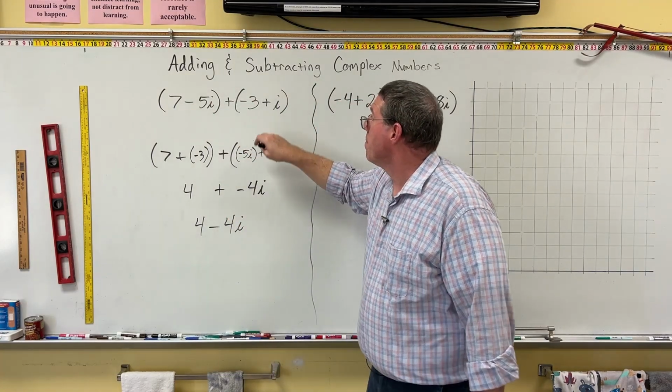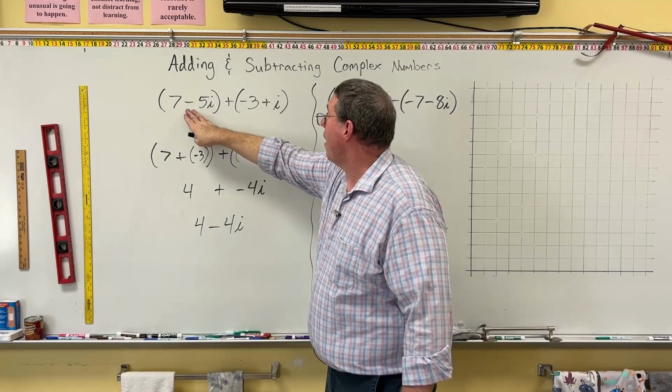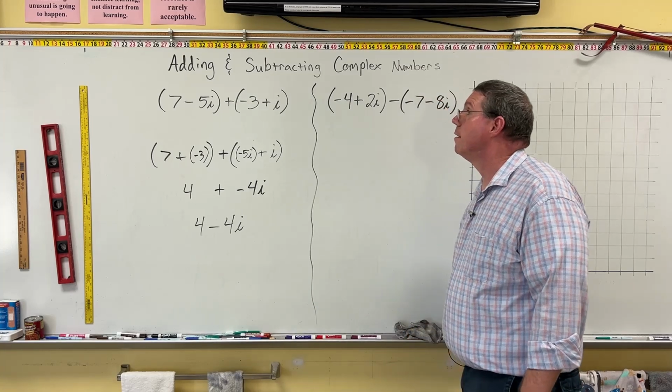Another way you can do it is just 7 plus negative 3, that's 4. Negative 5i plus i, that's negative 4i, so 4 minus 4i.